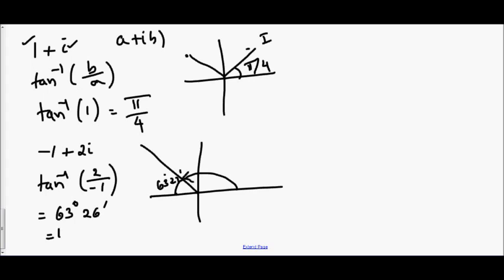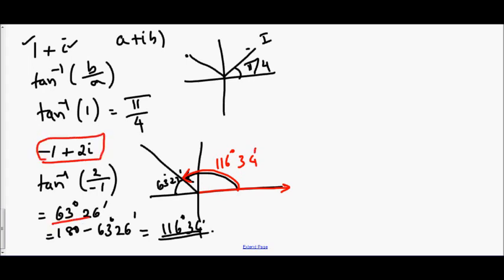Therefore, you have to subtract it from 180 degrees. Be careful with your calculator mode, whether it is in degrees or radians, and give the answer accordingly. Okay, so your answer here is 116 degrees 34 minutes. This is the angle we are looking at, because the angle always starts from the positive x-axis. So this is the angle for minus 1 plus 2i, and don't stop before this, you will not get full marks.